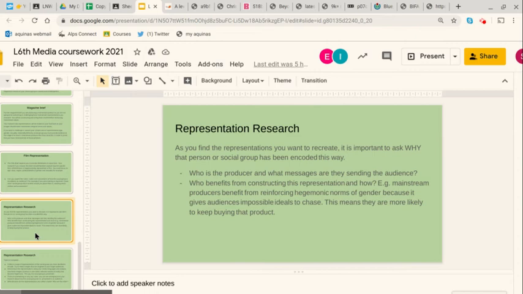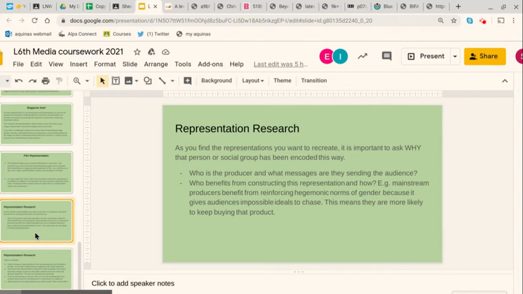As you find the representations that you want to recreate, it's important to ask why that person or social group has been encoded this way. And that is a lesson that really you need to be taking on board for every part of this course. You have to be asking why things are being done. Okay. Who is the producer and what messages are they sending the audience? So how do they benefit from constructing this representation?